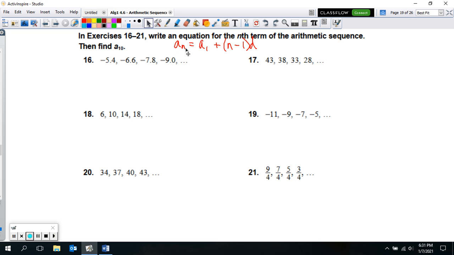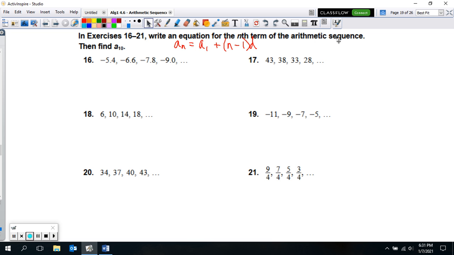So the A of n, that's pretty much like y equals. So it's kind of like almost y equals. And then you have your A of 1, your first term, plus n minus 1, and then you've got your d. So this is almost like function notation, like f of x, where n is like the x in the equation here. And so you have your first term, which is a number, and d is going to be a number. So we're going to fill those into this whole thing.